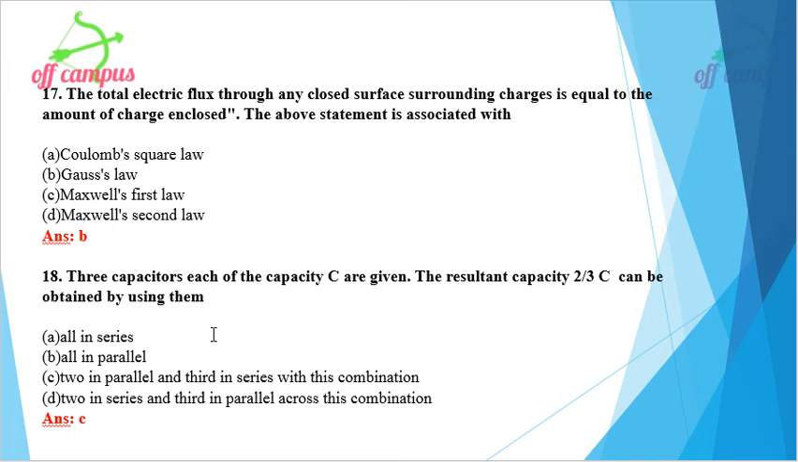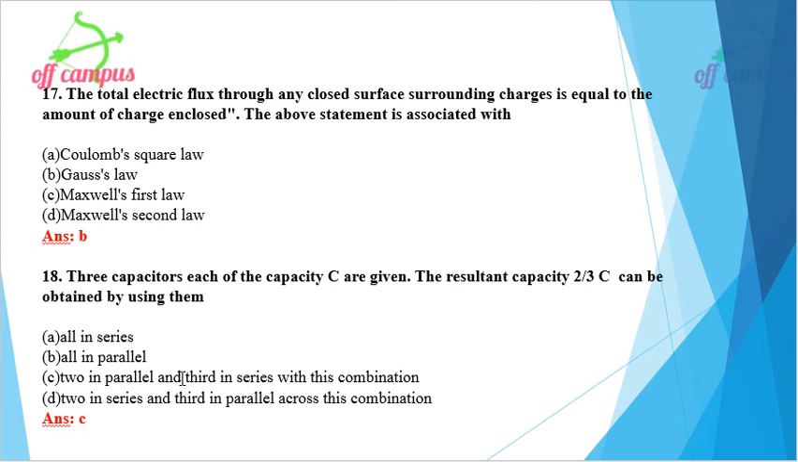Capacitors in series means we need to do 1 by C equal to 1 by C1 plus 1 by C2 plus 1 by C3. So, the resultant capacity is nothing but C by 3. When all in parallel, see option B, all in parallel means we need to add all the capacitors. What we get when adding is 3C as the answer. Here what is given? 2 by 3 C. Then the third one was 2 in parallel and third in series with this combination.